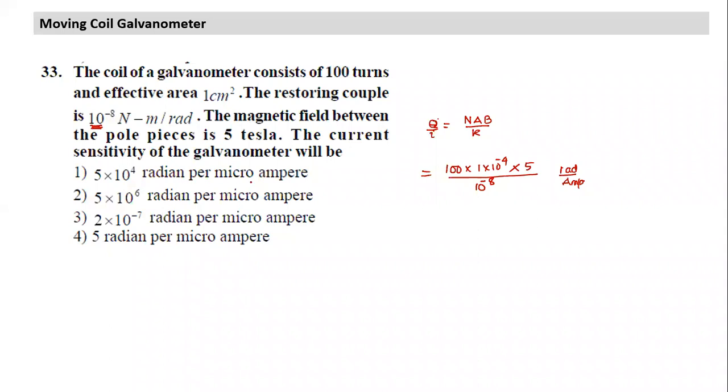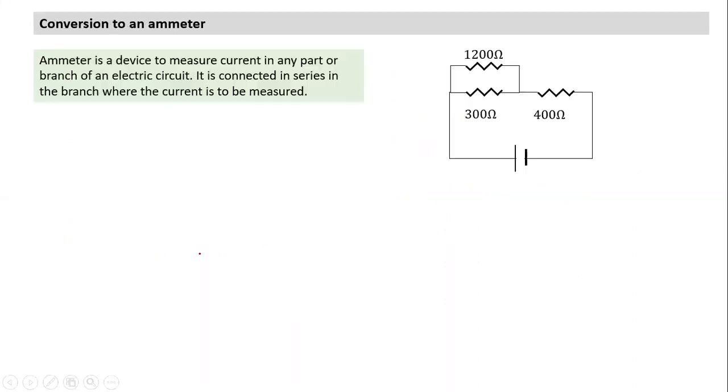But if my option is in terms of microampere, how do we convert into microampere? Ampere I have to convert into microampere. 1 ampere is equal to 10 to the power 6 microampere. So again multiply by 10 to the power 6, we can convert. You can easily solve this question. So they are very simple ones.